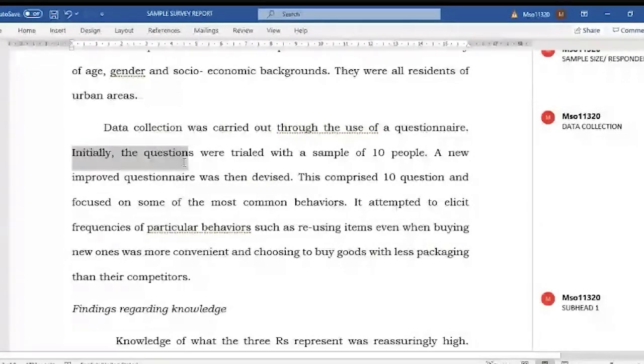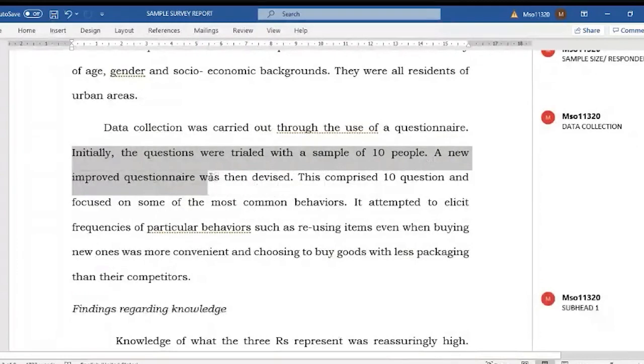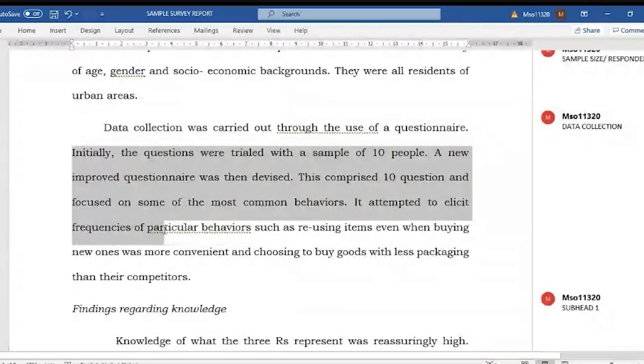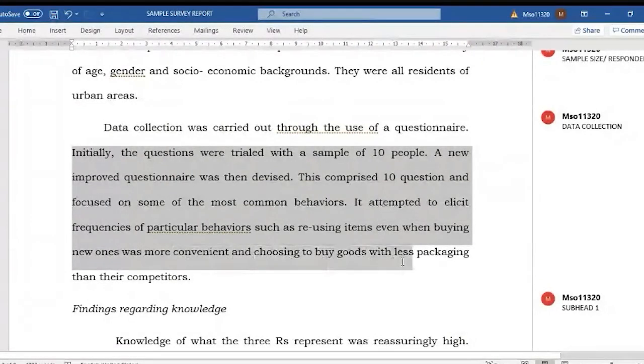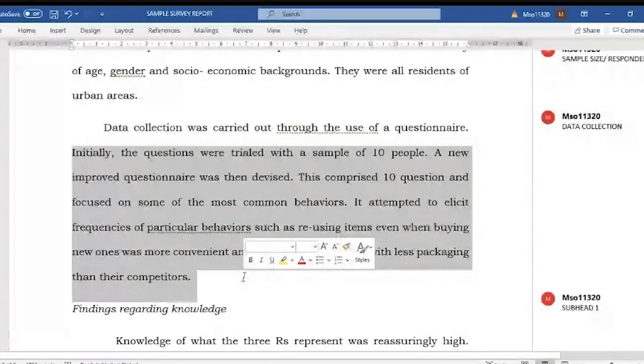Initially, the questions were trialed with a sample of 10 people, and then a new improved questionnaire was devised. This comprised 10 questions and focused on some of the most common behaviors. It attempted to elicit frequencies of particular behaviors such as reusing items, even when buying new ones was more convenient, and choosing to buy goods with less packaging than their competitors.